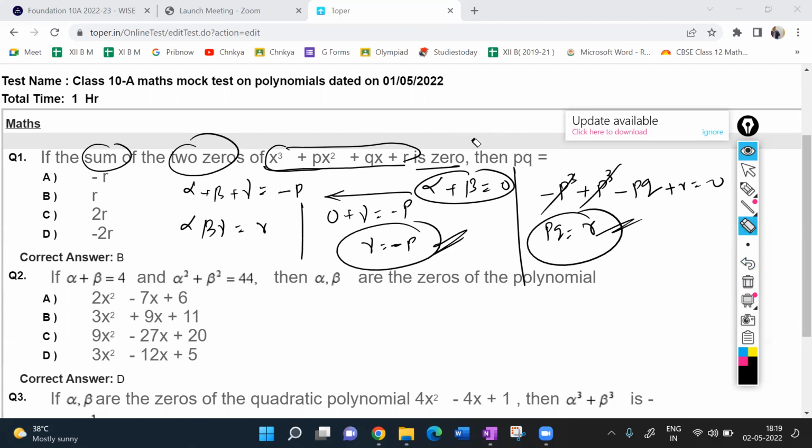Let me clear the screen. Shall I clear the screen? I can't move the screen actually. I have to clear and go for the next question. Okay, sir. Shall I go for that? Yes, sir. Shall I clear?